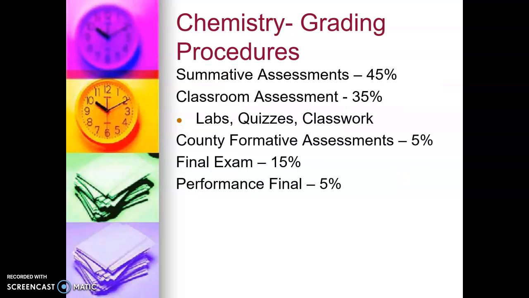So here are our grading procedures for chemistry. Summative assessments will be 45%. So that includes unit tests in class. Classroom assessments will be 35%, and that includes your labs, quizzes, and classwork. You will find a breakdown of this percentage on the class syllabus. The county formative assessment is 5%, final exam 15%, and performance final 5%.